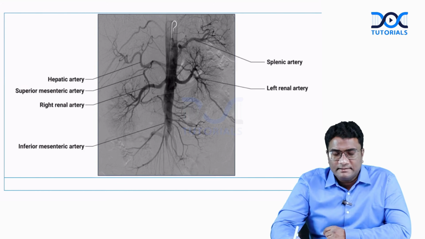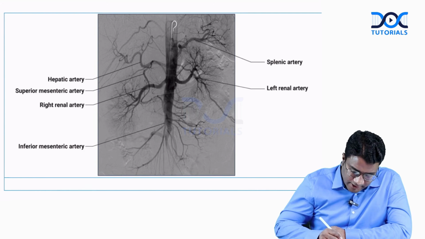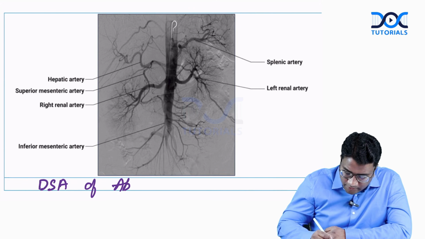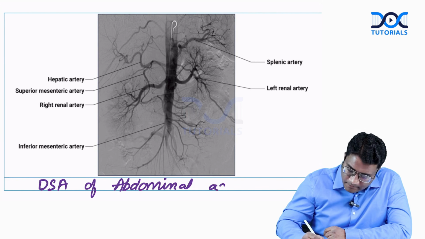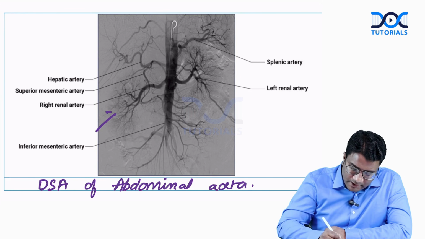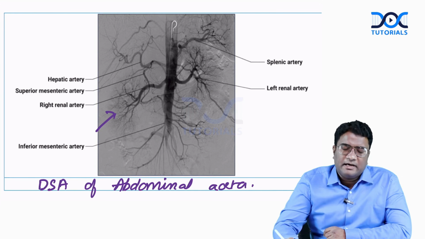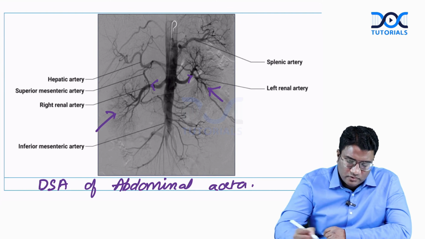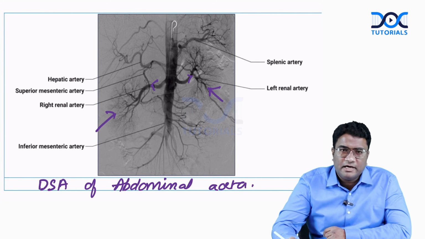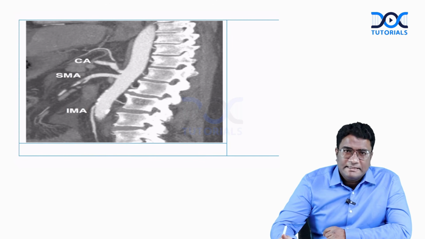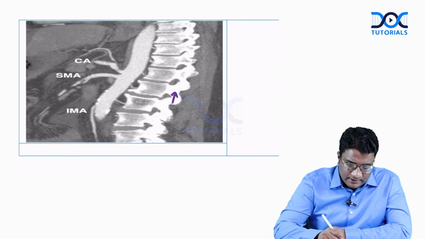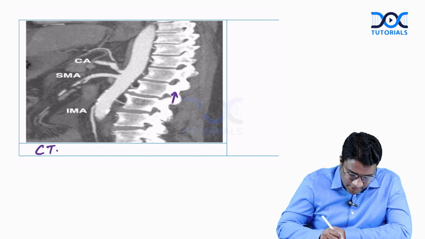And what is this? This is a digital subtraction angiography, or a catheter angiography, of the abdominal aorta. You can see the blush in the kidneys, right? And you can see the renal arteries. So this is digital subtraction angiography of the abdominal aorta. This is a CT angiography. The bones are white, and this is the CT angio of the abdominal aorta.